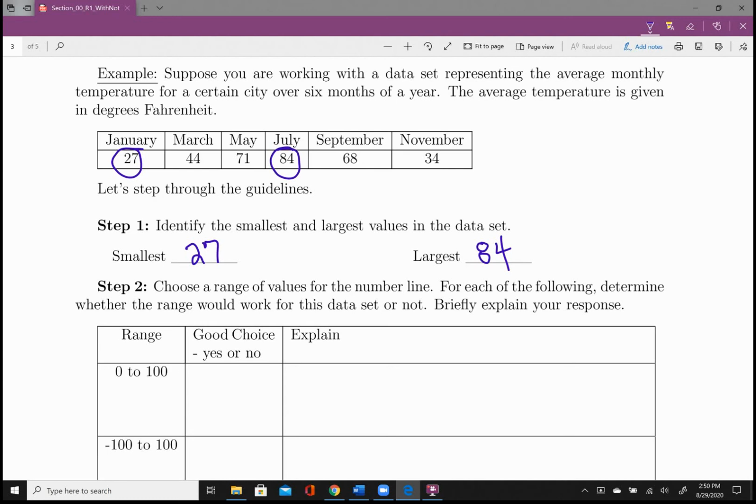It says, suppose you are working with a data set representing the average monthly temperature for a certain city over 6 months of a year. The average temperature is given in degrees Fahrenheit. Cool, so we already finished step 1 of the guidelines. Sorry, I got a little ahead of myself here.